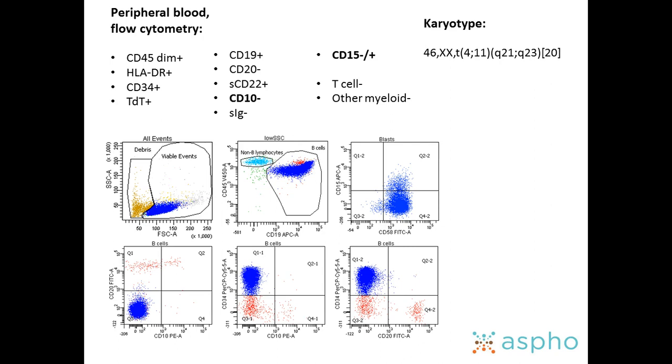MLL rearranged ALL most typically presents in infants less than 6 months of age, and unlike most other types of ALL is CD10 negative and co-expresses a single myeloid marker, most typically CD15. So if you see that phenotype in an infant with a high white count, be thinking AML and thinking MLL rearranged ALL, and make sure you get the FISH.